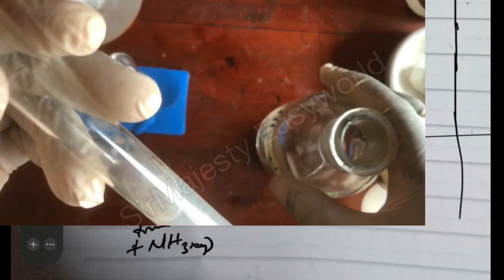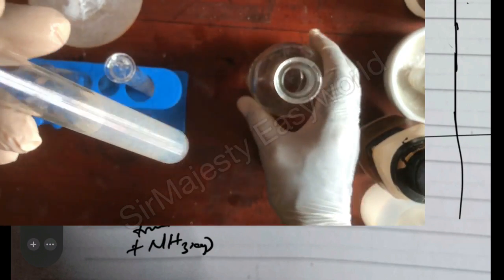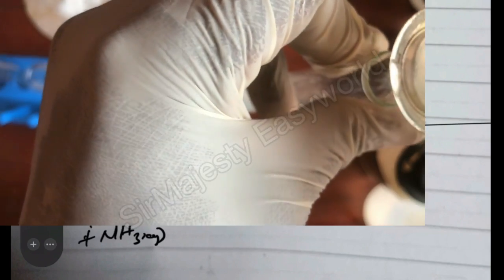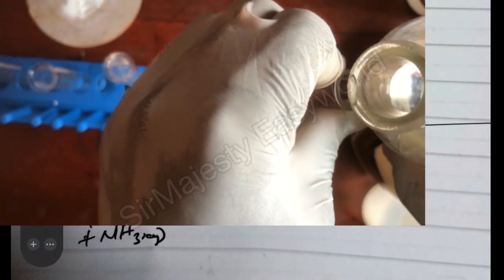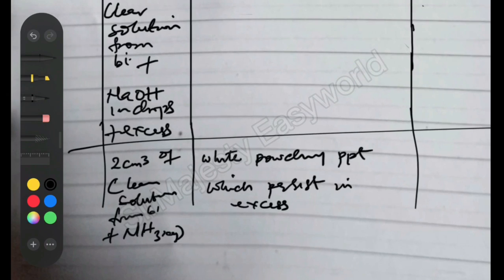But here there is a white powdery precipitate. I'm even confused why I observed that. So what I'm saying is that this white powder wasn't purely a precipitate, and when I kept it after some time, the precipitate wasn't there. Okay, white powdery precipitate which persists in excess.